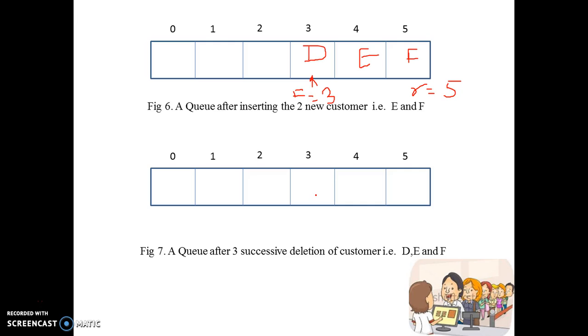After inserting the element, according to the size of queue, we cannot insert new element. That means we cannot utilize this free space. A queue after 3 successive deletion of customers, that is D, E, F. The front and rear become -1. That means we can delete all the 3 elements and queue will become empty.